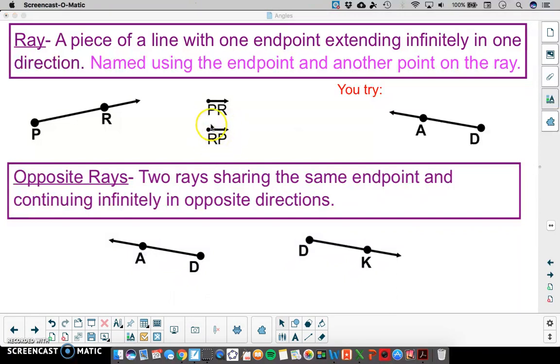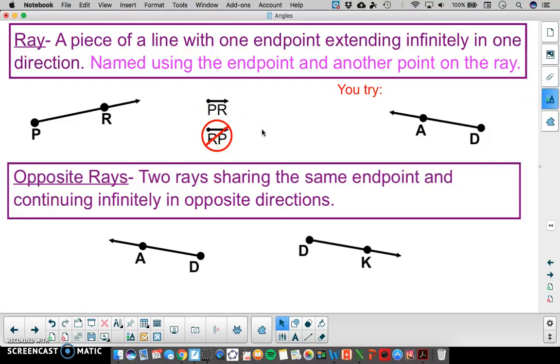We would not be able to name this ray RP because we have to start with the endpoint in the name first. This name here says we're starting at P going in the direction of R. This ray would be starting at R and going in the direction of P, like this ray does here. Notice those are two different rays. I want you to name this ray starting at D going in the direction of A.